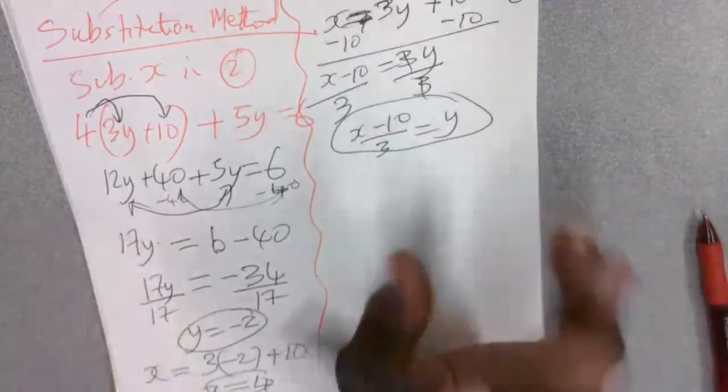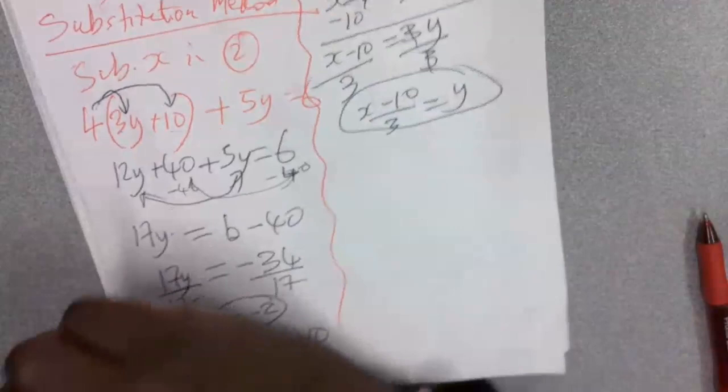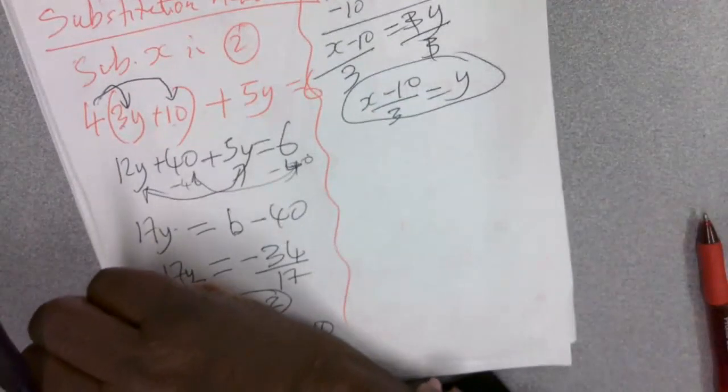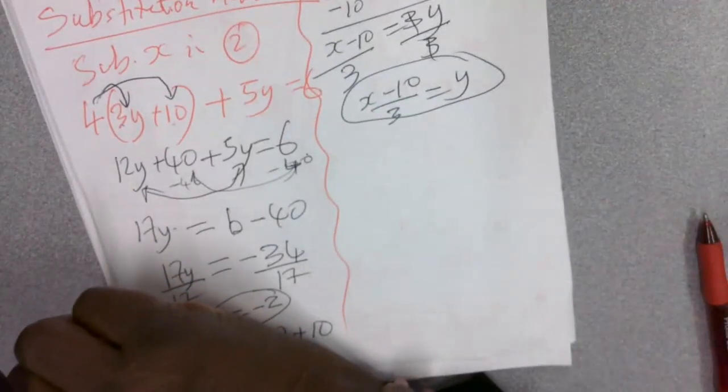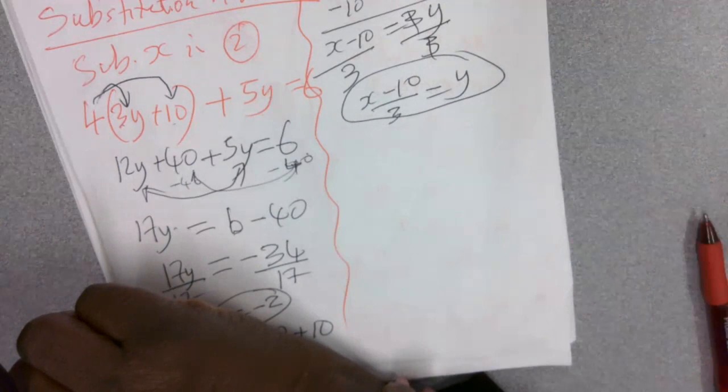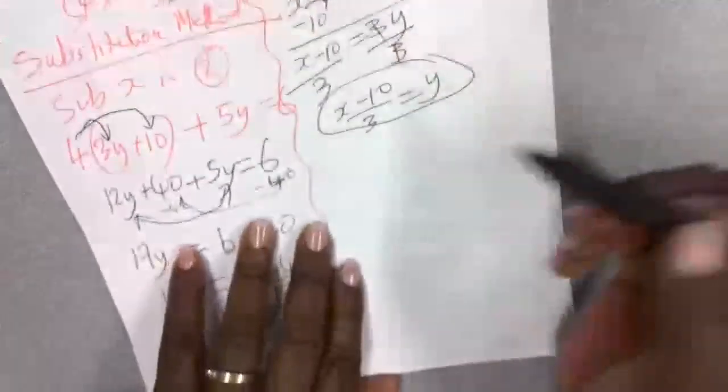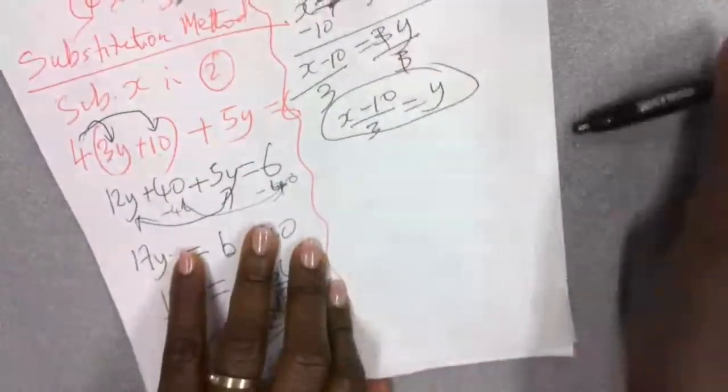Is that okay this way? y can be on any side. It can be at the right-hand side or left-hand side. Are we together? Hello, are we together? Now I want to isolate y in equation 2. So I'm going to bring down equation 2.